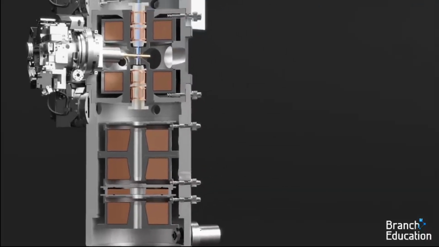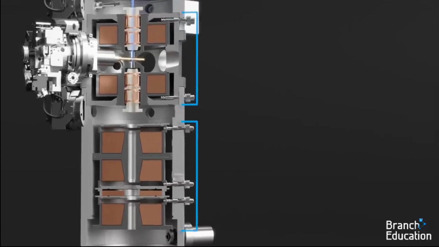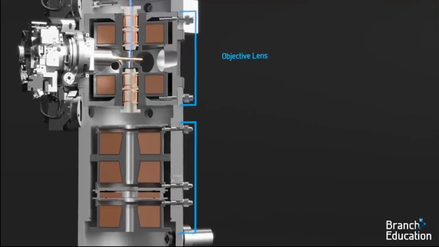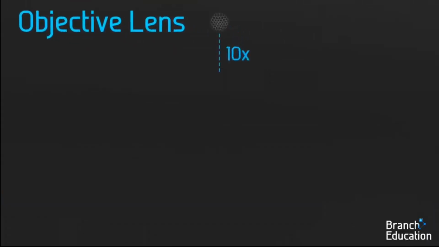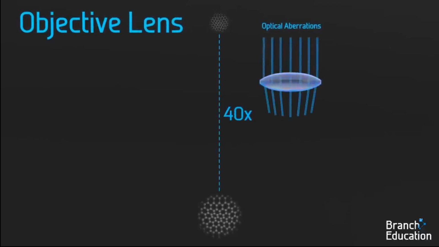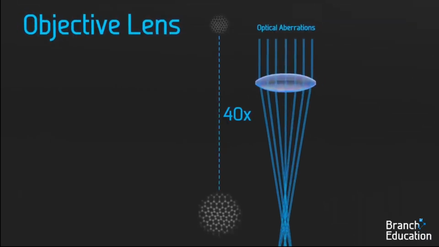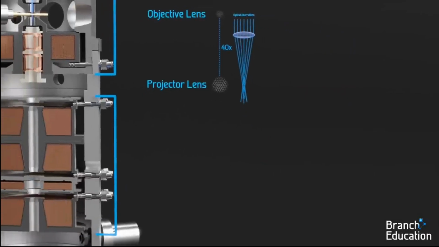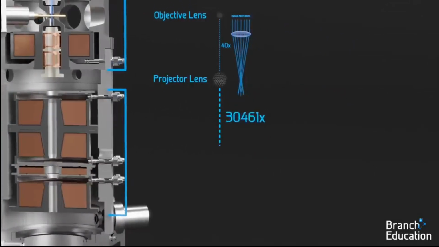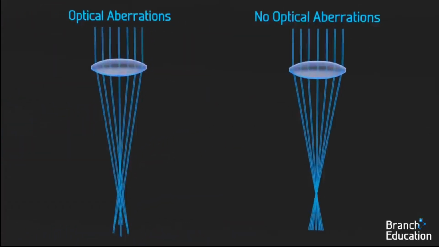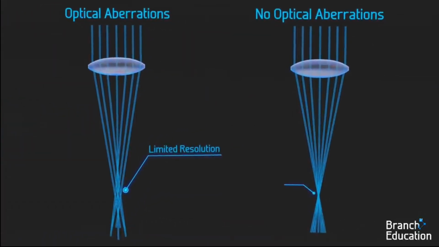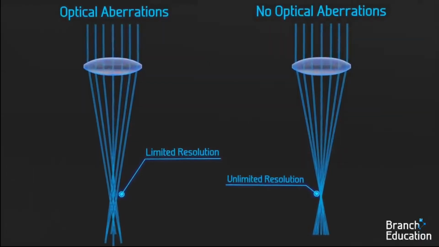This process is separated into 2 parts. First, the objective lens, often considered the heart of the microscope, magnifies the image by 40 times, and its optical aberrations define the final resolution. Then the projector lenses magnify the image the rest of the way by 50,000 times. What are optical aberrations, and why is 2 million times the typical maximum magnification?